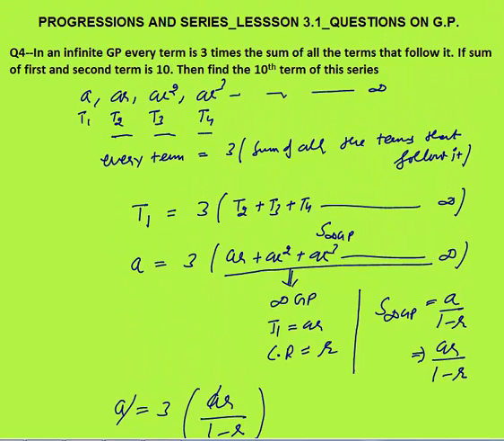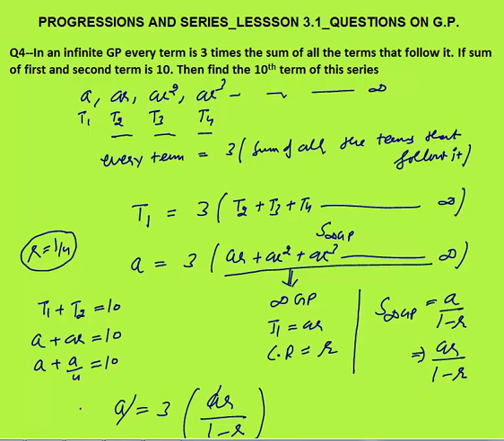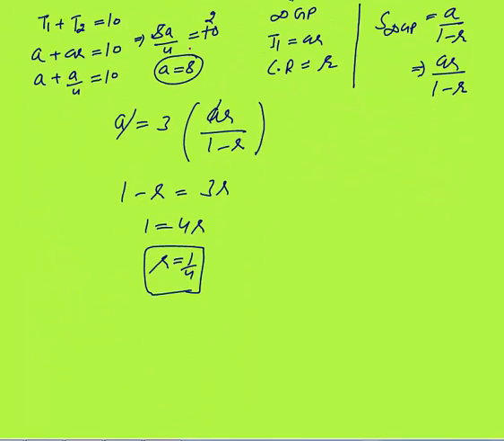Now the question says that the sum of the first term and the second term is 10. T1 plus T2, this is 10, given to you. We just calculated r as 1 by 4. So first term is A, second term is AR, this is 10. This is A plus, put the value of r, A by 4, this is 10. So you got 5A by 4 is 10. A is 8.